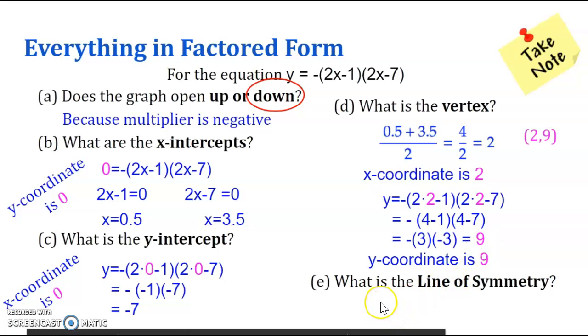What about the line of symmetry? Since we know that the line of symmetry always goes through the vertex, and it goes through the x-coordinate of the vertex, we use that fact and say that x is equal to 2.